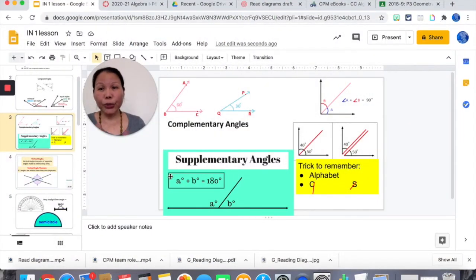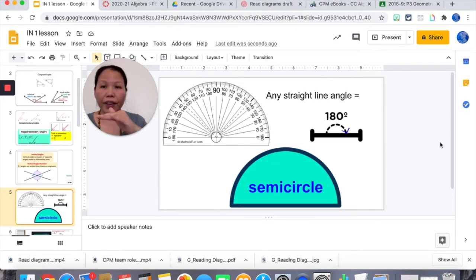Okay, so use any trick that you like to remember the number with the angle. Remember, when we have any straight line and we ask for the angle on that line, it will be 180 degrees. We remind you with the protractor right there. This is the tool that we will use to measure angles. We will have some activity to show you how to use that tool, called a protractor.